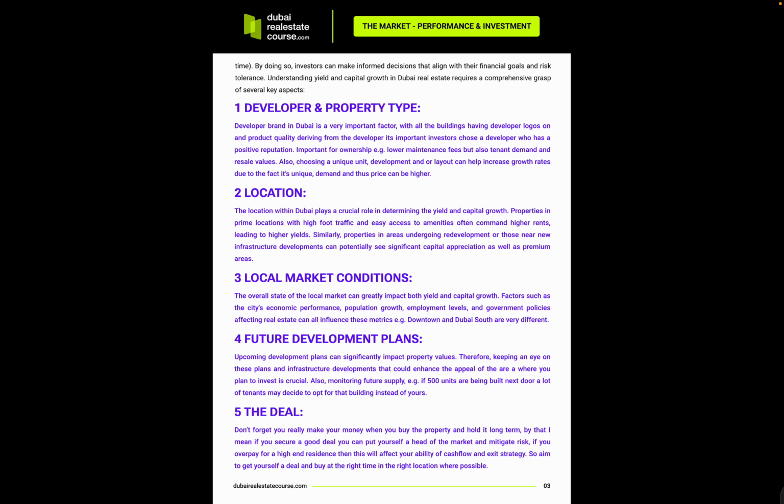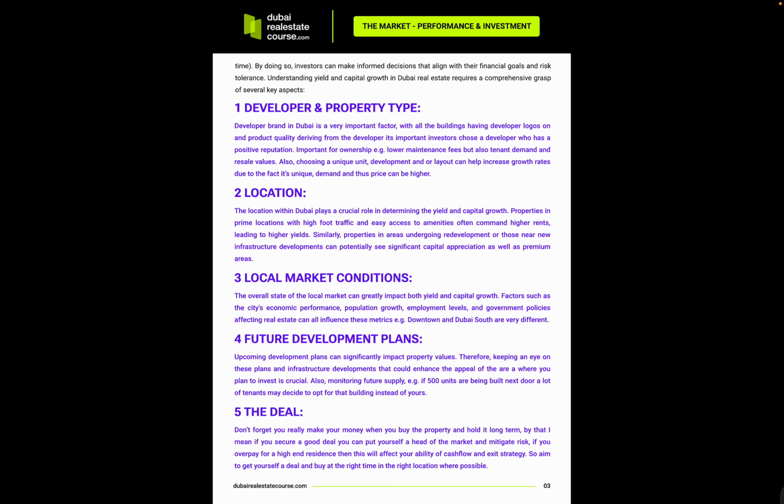And then the other aspect which will influence the capital appreciation rates would be the price that you buy at. A lot of people say in property, it's an old adage, that you don't make your money when you sell. You make your money when you buy. So that's super, super important.